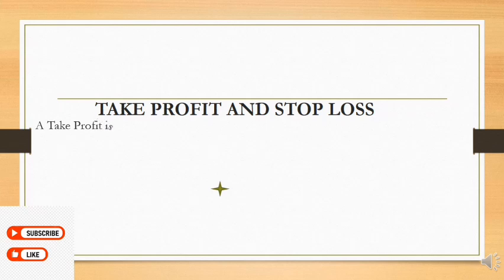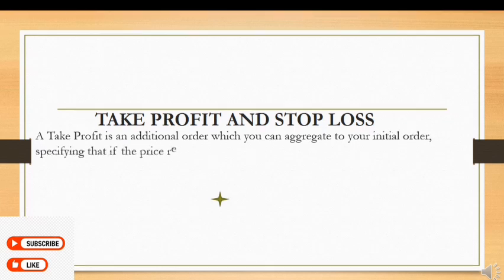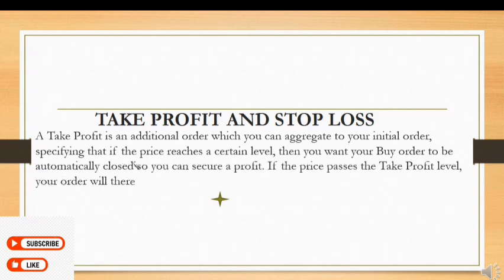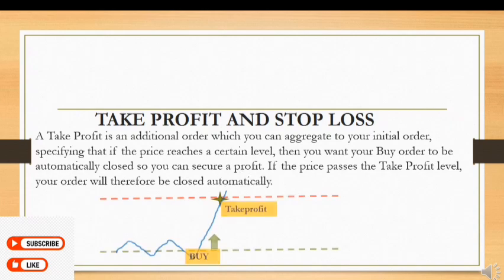Next we will discuss the take profit and stop loss. A take profit is an additional order which you can attach to your initial order, specifying that if the price reaches a certain level, then you want your buy order to be automatically closed so you can secure a profit. If the price reaches the take profit level, your order will therefore be closed automatically, as shown in the diagram below.